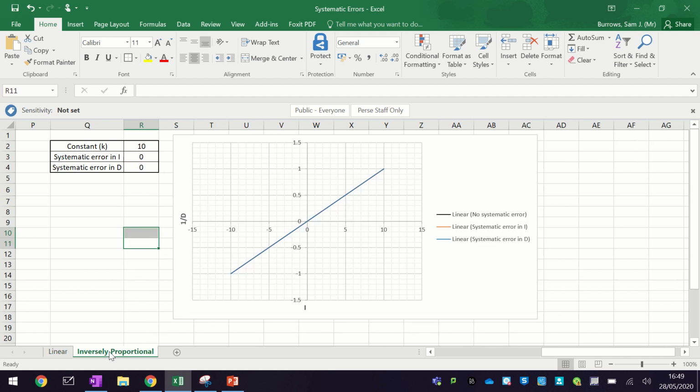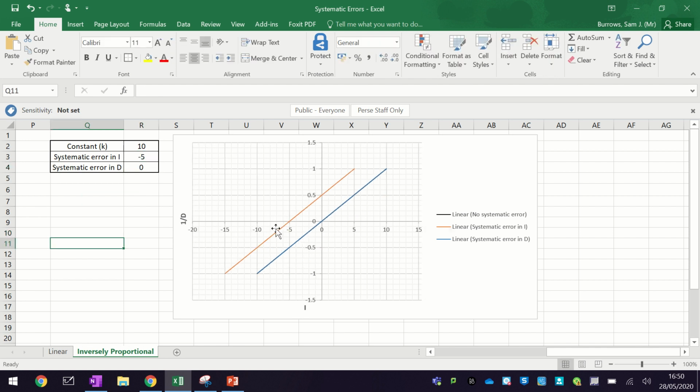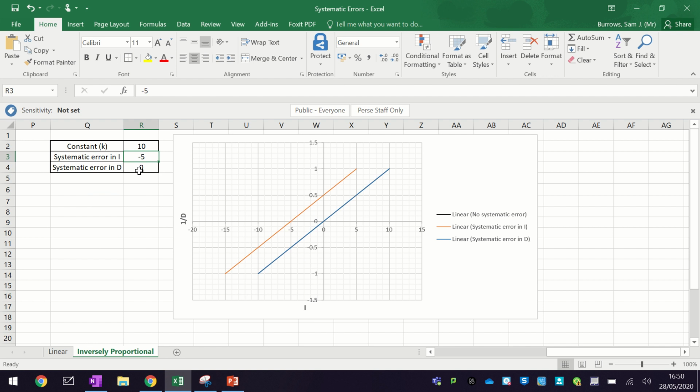So if we go to our inversely proportional one, you can see I've plotted a graph of 1 over D against I. And what we're going to do is see how a systematic error affects this graph. So let's try one in x first of all. Let's say our independent variable, whatever it is, has a systematic error of 5. And you can see it behaves in exactly the same way. Because we've just plotted I on this axis, it shifts it either to the right if it's positive or to the left if it's negative. No big deal at all. Okay, so let's set that back to 0.